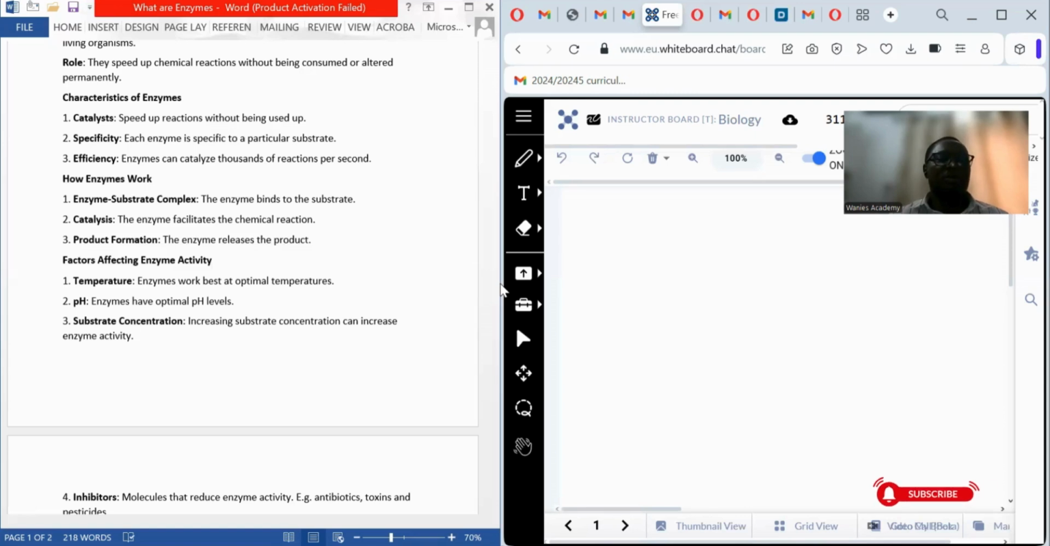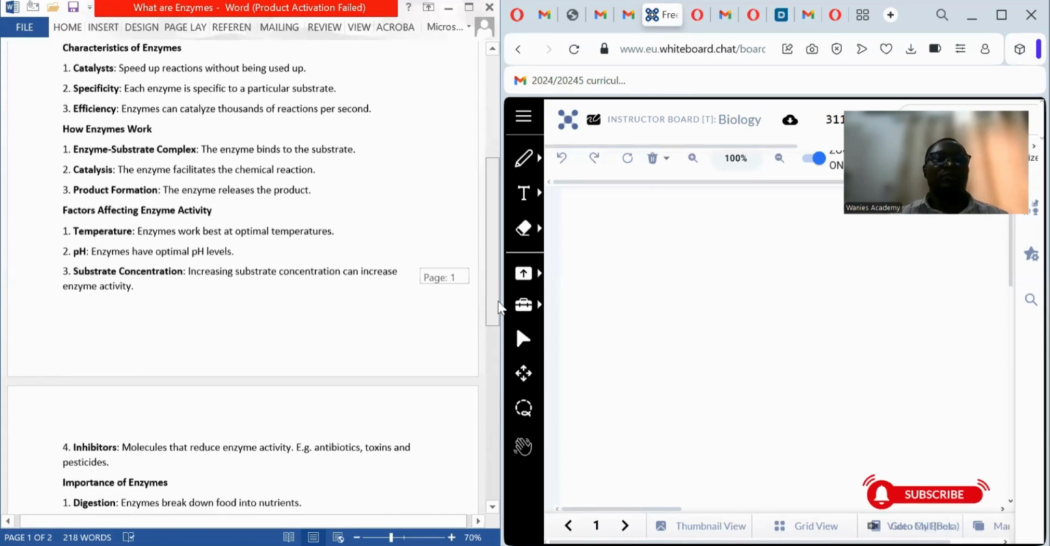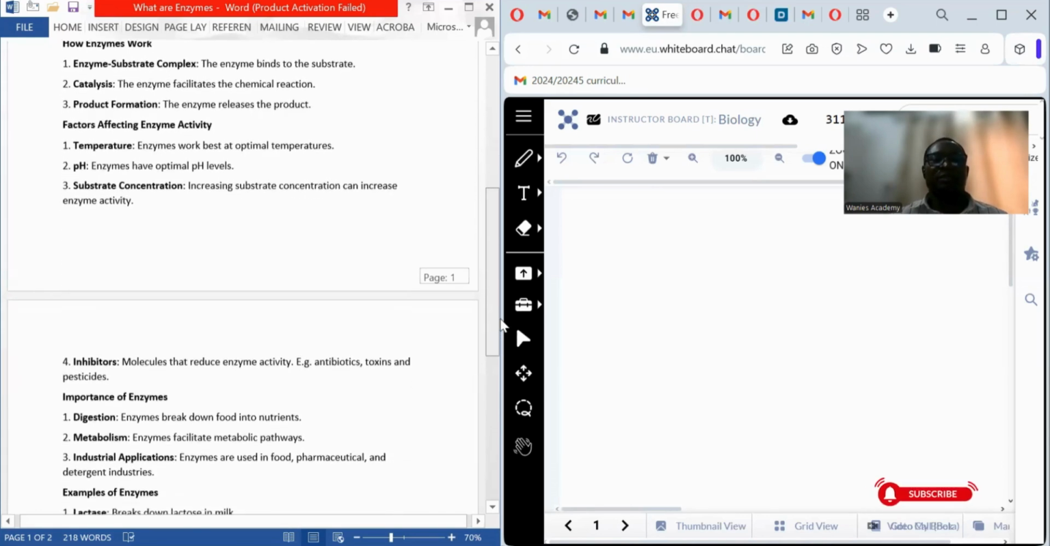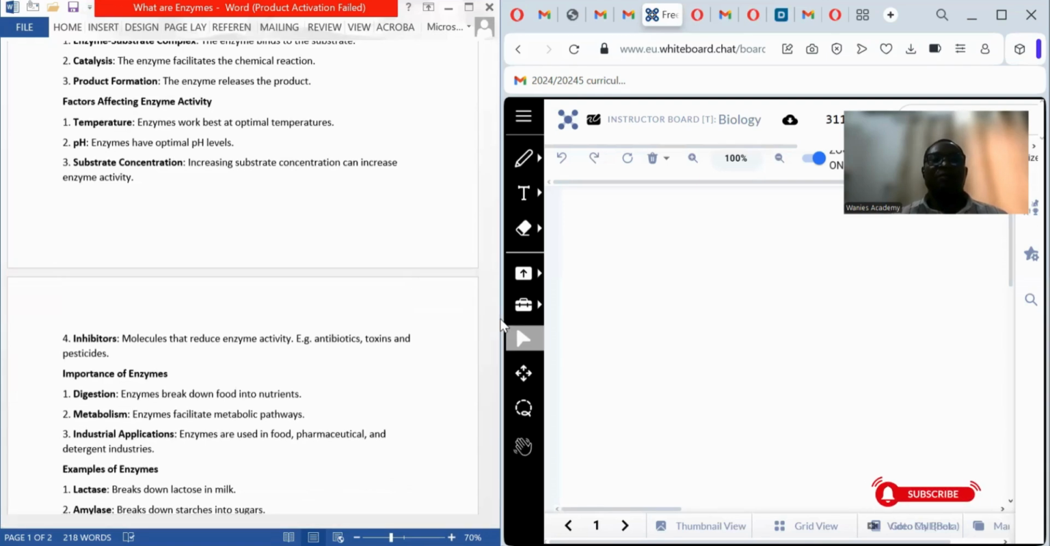So let's see some factors affecting enzyme activity. Temperature is a factor that affects enzyme activity. Increase in temperature affects the activity of an enzyme. Reduction in temperature also affects the activity of an enzyme. So there should be an optimum temperature for enzymes to function effectively or efficiently.